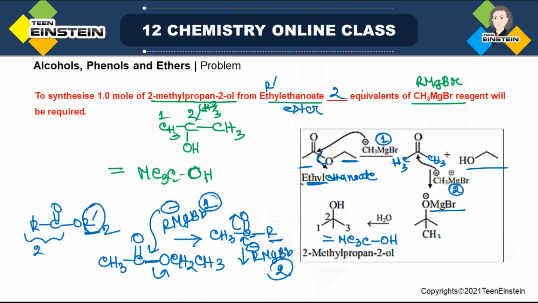2 equivalent of CH3MgBr, not just CH3MgBr, any Grignard reagent, whatever you use, it will always be 2. So for an ester, per mole of the starting material, that is the carbonyl compound, we are using 2 moles of Grignard. But if it is a normal aldehyde or ketone, obviously it is a 1:1 reaction. Fine.